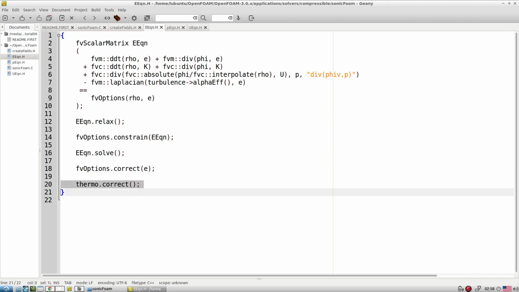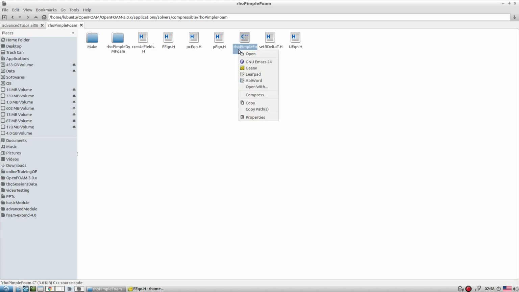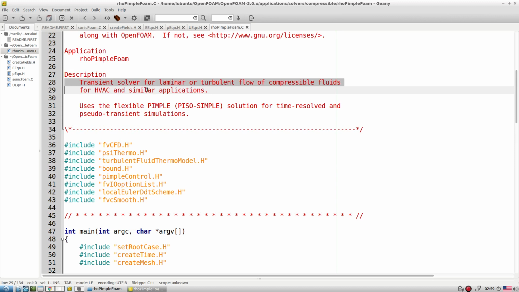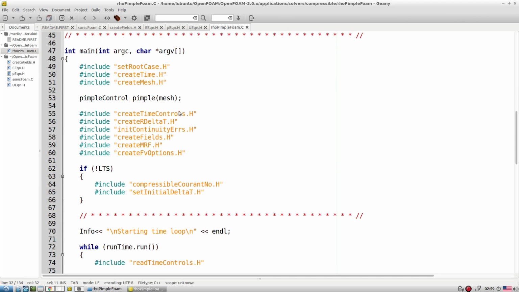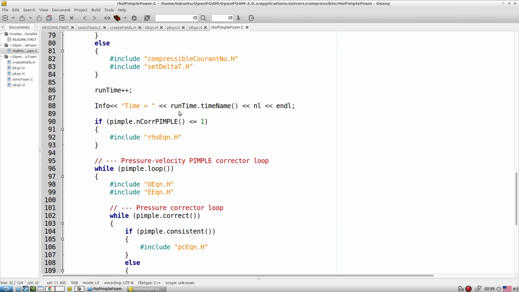Now let's also look at the rhoPimpleFoam. Let's observe this. What is it going to do? It is a transient solver for laminar or turbulent flow of compressible fluids. For particular applications, it is reliable for HVAC and a similar class of applications. Here we have a few more entries, like calculation of Courant number.